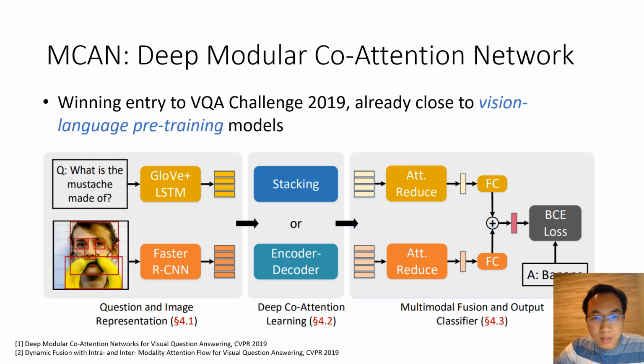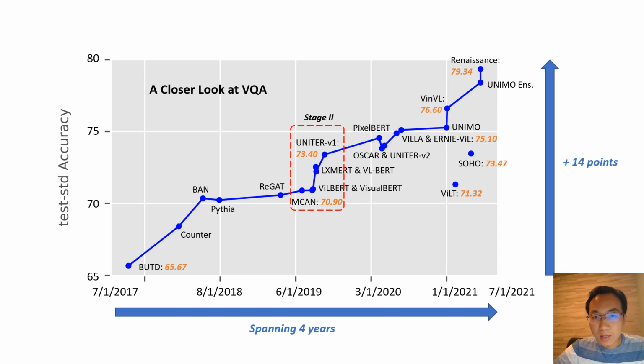So this is already very close to multimodal pre-training. And then I'm going to introduce how multimodal pre-training works. I will specifically use UNITER as a running example.